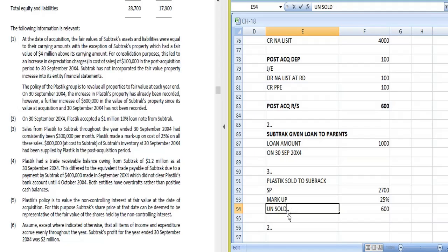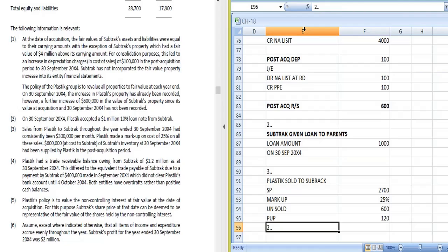So unsold 600. We will calculate the PUP here. We will simply multiply this unsold amount with 25 divided by 125, because markup is charged on the cost, but the selling price is given. So selling price will be 125%.